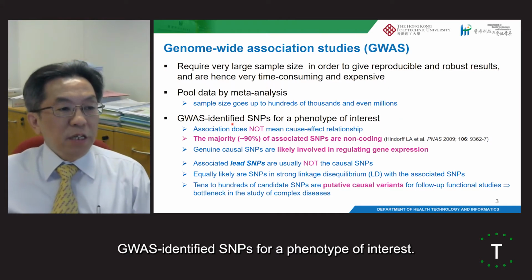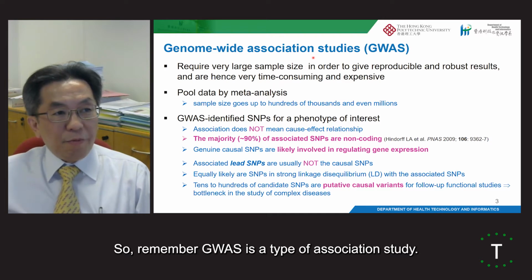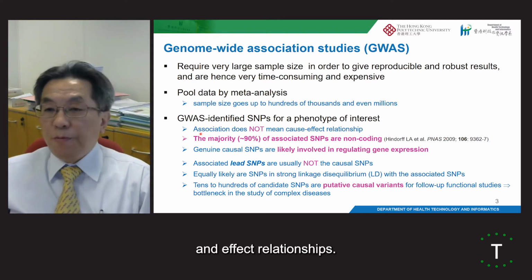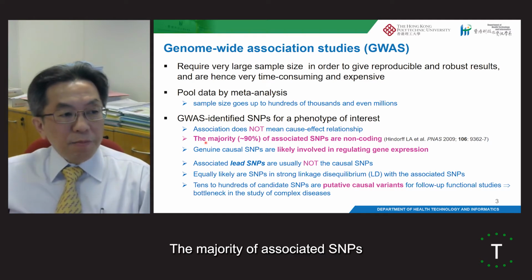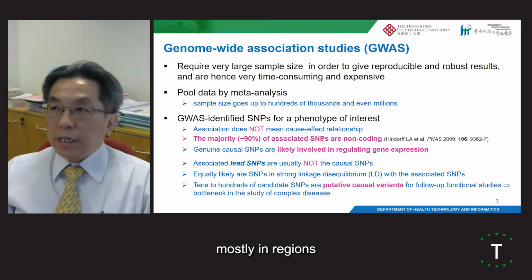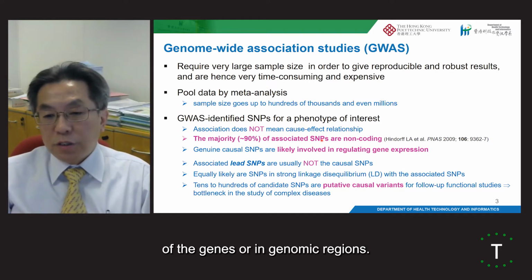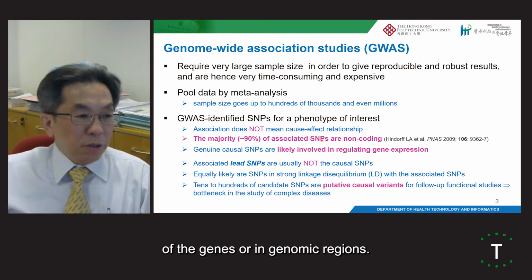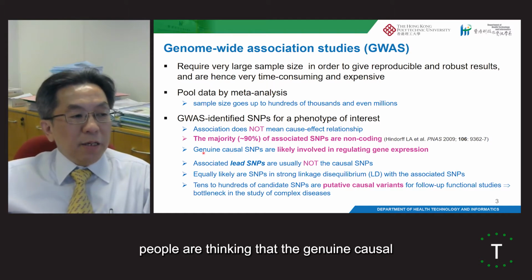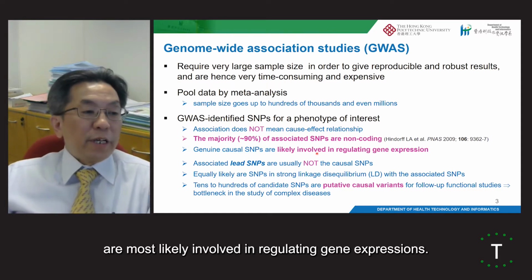For GWAS associated SNPs for a phenotype of interest, remember GWAS is a type of association study. But association does not equal cause and effect relationships. The majority of associated SNPs are non-coding, meaning these SNPs are found mostly in regions outside the exons, in introns, in flanking regions of the genes, or in intergenic regions. Because they are not in exons, people think that the genuine causal SNPs associated through GWAS are most likely involved in regulating gene expression.